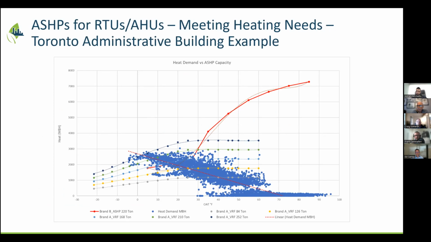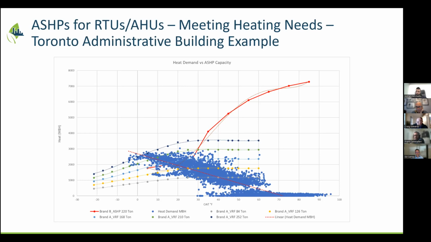In each building, you have to think a little bit about it, depending on the climate. Again, in Toronto, it's a relatively cold climate. So you see here, the red line is a certain brand of air source heat pump that has this curve in terms of its heat capacity, but you can see that it drops off quite a bit when it goes below the freezing mark, around the 30-degree mark.